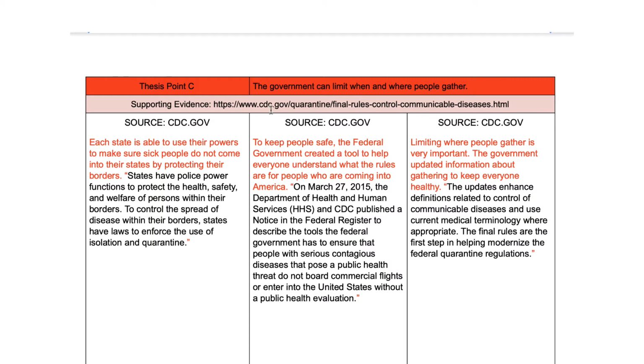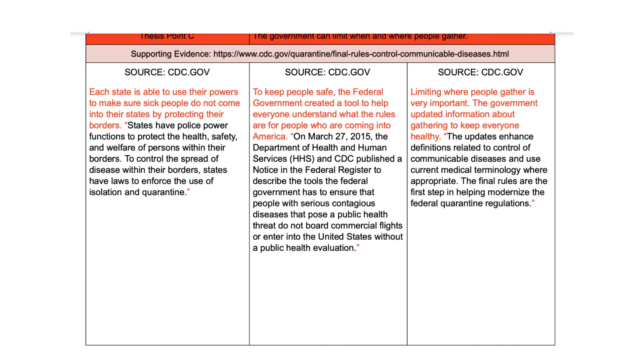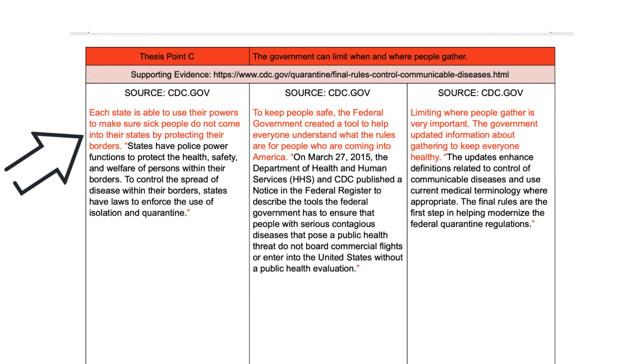It is a reliable source. It is the CDC's actual website. So the government source, again, cdc.gov. My words were that each state is able to use their powers to make sure sick people do not come into their states by protecting their borders. My statement supports my thesis, and the evidence backs up my opinion.